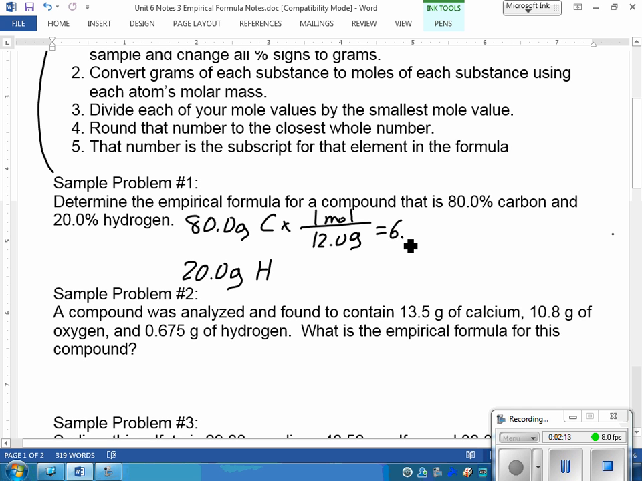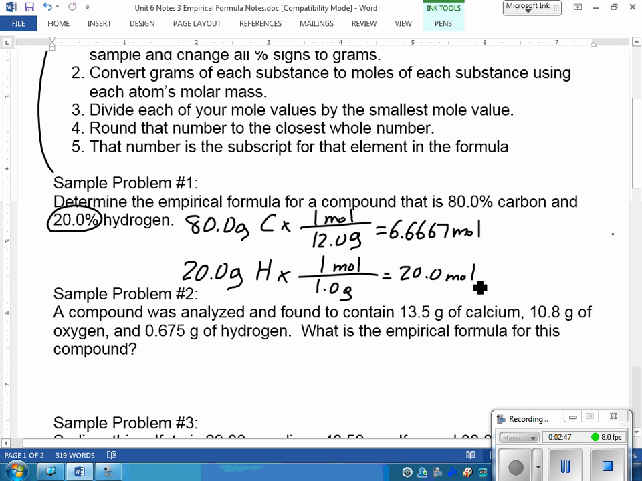6.66666. Now, we know we want to go to 3 sig figs, but I'm not going to round to 3 sig figs here because I'm going to have to do another step in my problem. So I'm going to go 6.66, there's my sig figs. I'm going to go 2 sig figs further and stop there. Okay, hydrogen. So for every 1.0 gram of hydrogen, you get 1 mole. So we are looking at 20.0 moles.